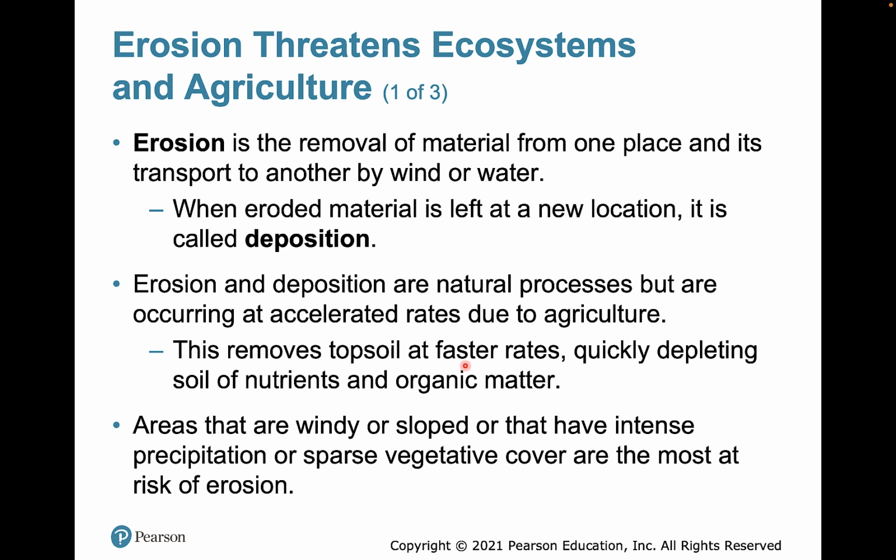Erosion is what happens when material is removed from one place and put somewhere else, either through the movement of wind or water. When it's dropped off somewhere new, we call that deposition. They're natural processes, but they're accelerated as the result of agriculture, because we're not doing our best to preserve that soil. Areas that are windy or sloped or that have a whole lot of precipitation or not much ground cover are at the greatest risk for erosion.